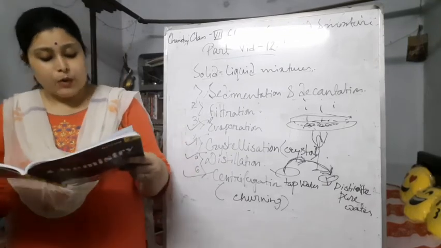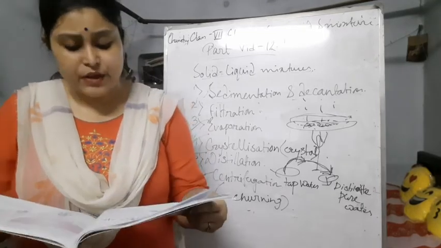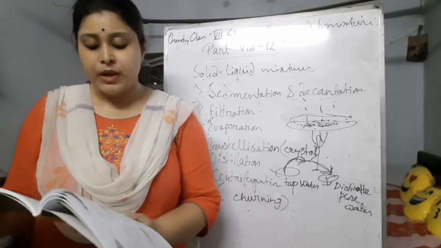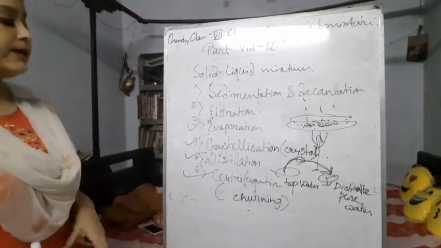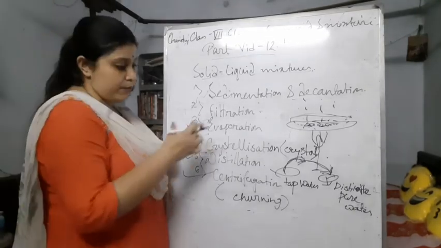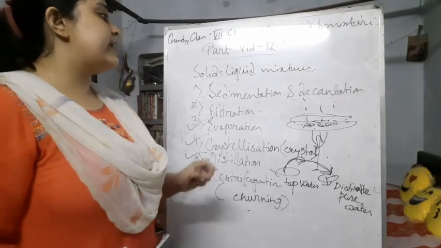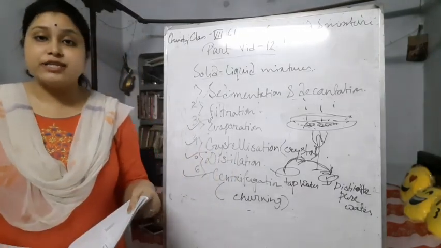One more thing, an apparatus called a centrifuge is used for the purpose of centrifugation. The floating of low-density particles is the principle of the centrifugation procedure. In the next video I will talk about liquid mixture separation.